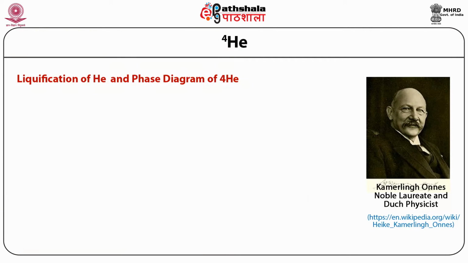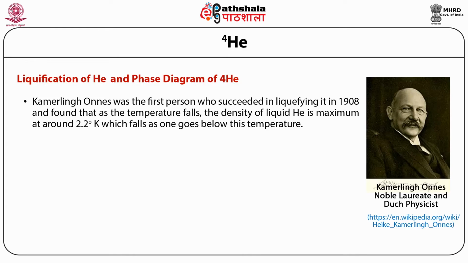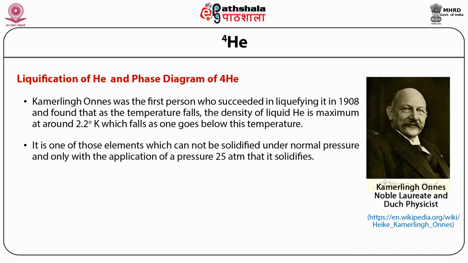Liquefaction of helium and phase diagram of helium-4. Kamerlingh Onnes was the first person who succeeded in liquefying it in 1908 and found that as the temperature falls, the density of liquid helium is maximum at around 2.2 degrees Kelvin, which falls as one goes below this temperature. It is one of those elements which cannot be solidified under normal pressure, and only with the application of a pressure of 25 atmospheres does it solidify.